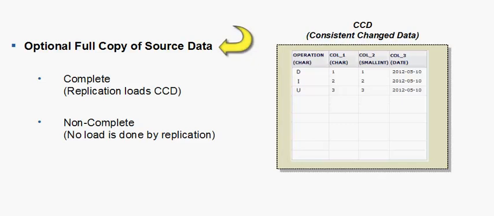The other major option is whether you want Replication to initialize the CCD with a full copy of source data. If you choose this option, the CCD is referred to as complete. If you do not choose to do this, the CCD is referred to as non-complete. And that wraps up our overview of auditing change data with CCDs.